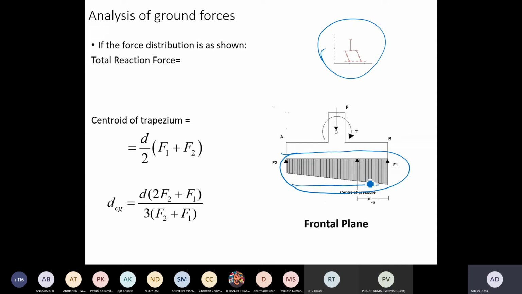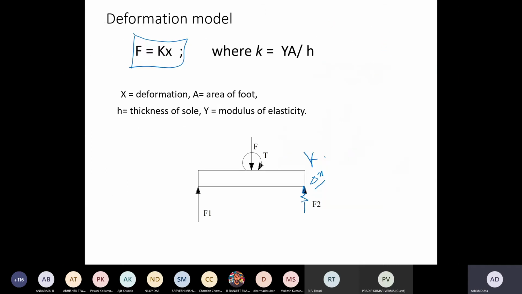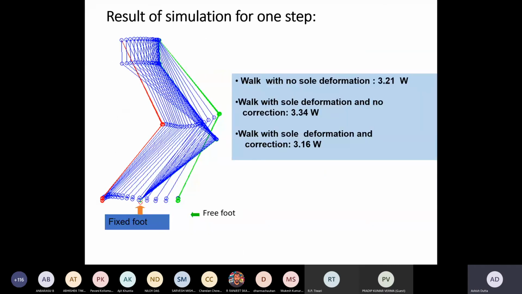This energy required to bend that much, del theta deformation, is coming from a passive material now, doing work to do that. So what is happening is we can save some energy, and we found that if you put soft material on the sole of your feet, you will end up with some energy saving. With no deformation it is 3.21 watts, and with the deformation it is 3.16.